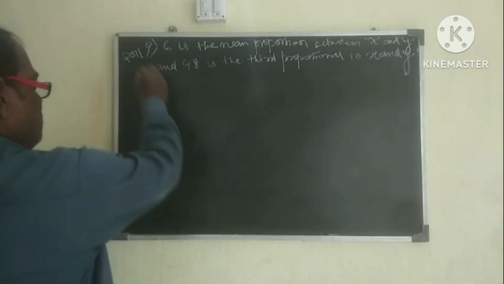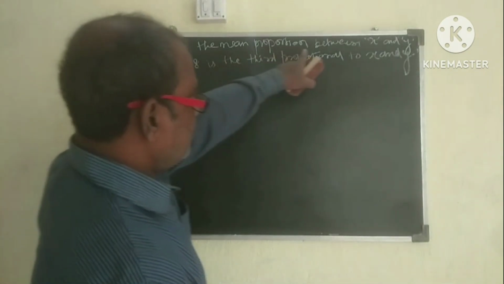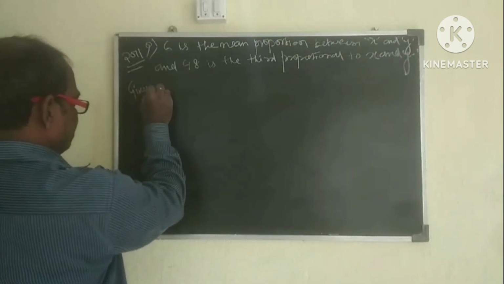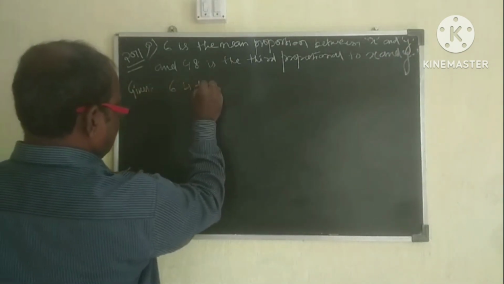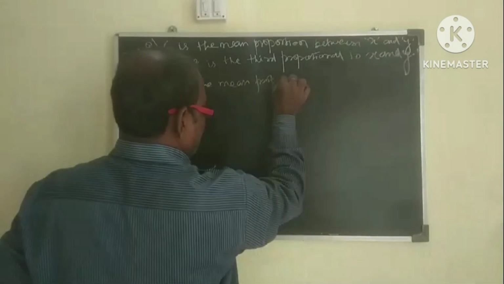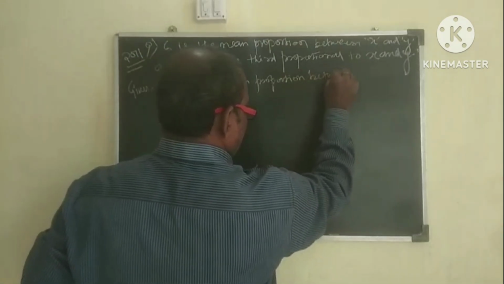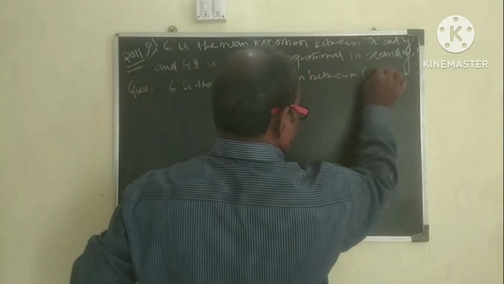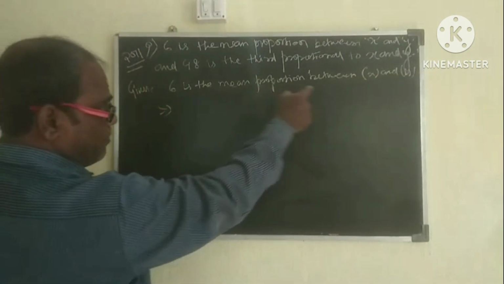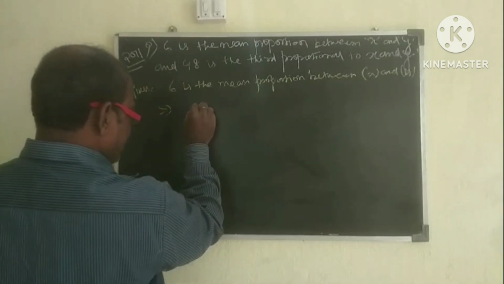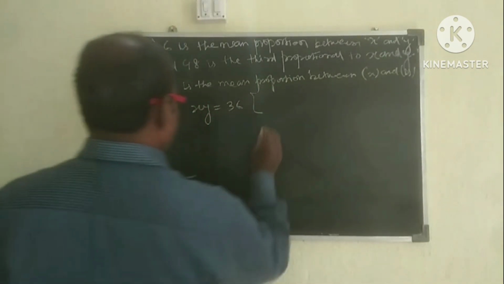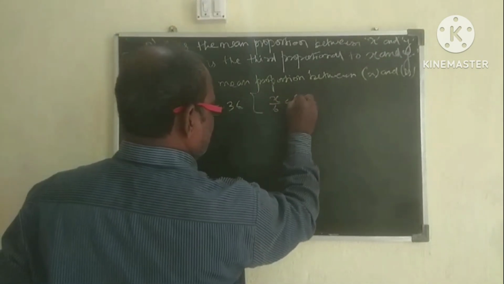This question appeared in 2011. 6 is the mean proportion between x and y. That means we can write, given, 6 is the mean proportion between x and y, which implies xy is equal to 36, as mean proportion means x by 6 is equal to 6 by y.